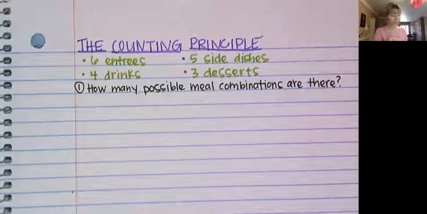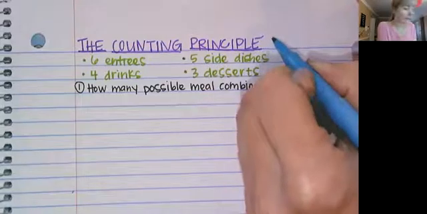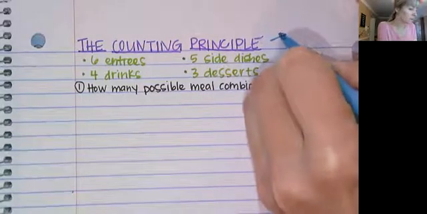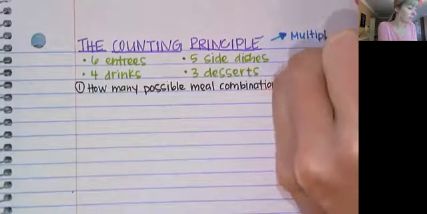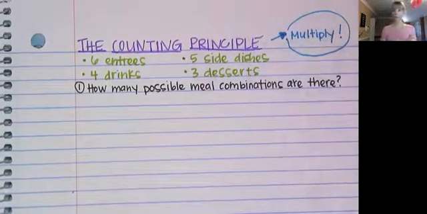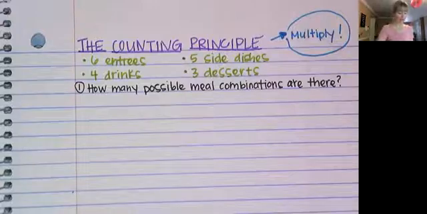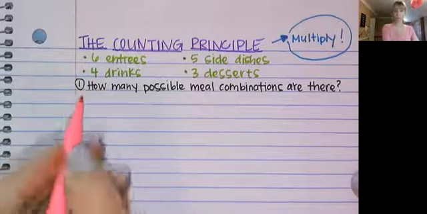Okay, so the counting principle, in fact, I'm going to put this word up here next to the title so that we don't forget. Counting principle is always multiply. And the question is, multiply what? Well, multiply all of your possibilities. So here's how I would respond to this. I'm not going to add up those numbers. I'm going to multiply them.